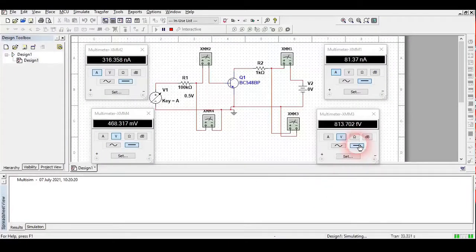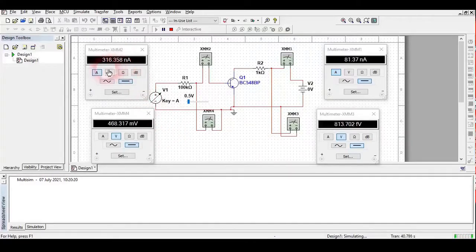As in the experiment I shouldn't change the value of VC, this VC should be constant. Since the value of VC is very low, we are going to neglect it and consider it as 0 volt only. So here we could consider the current to be 0.3 microampere. And here you could see the value of voltage VB is 468 millivolt, so we will consider this value also.